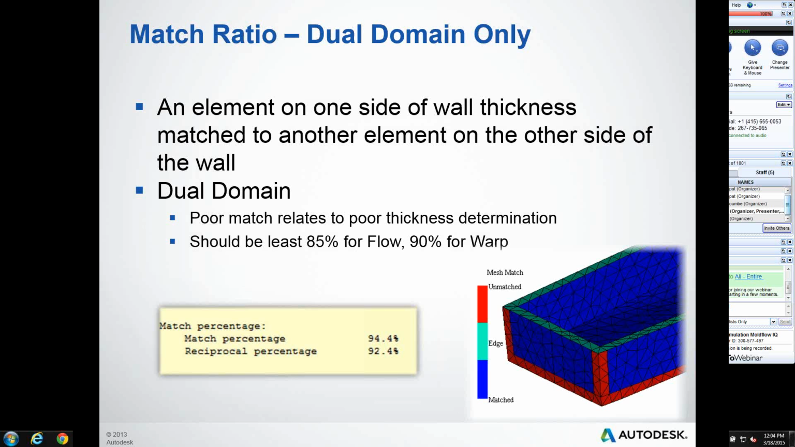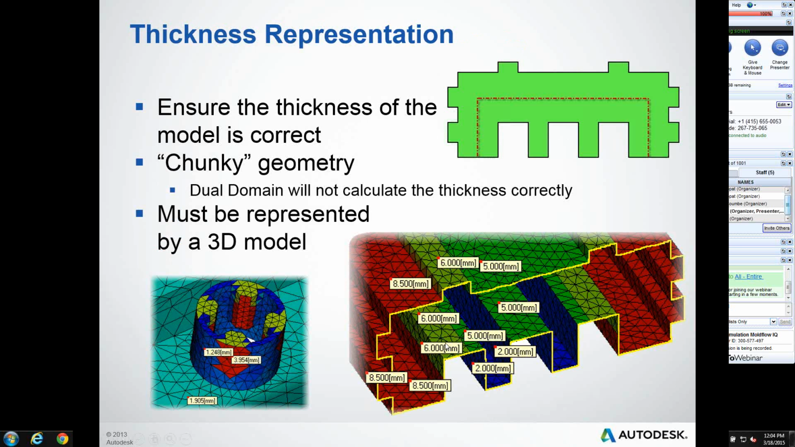And being able to visualize that match and making sure I know where I've got good match and good representation is extremely critical. When I start getting into representations that are extremely more abstract or more complicated, or what we would call chunky, it's very difficult to figure out where either the center line would be to create a midplane or where my measurement directions should be in order to use dual domain. This means that it's very difficult for dual domain to calculate the thickness accurately, and it's probably a better solution to go more towards a 3D.